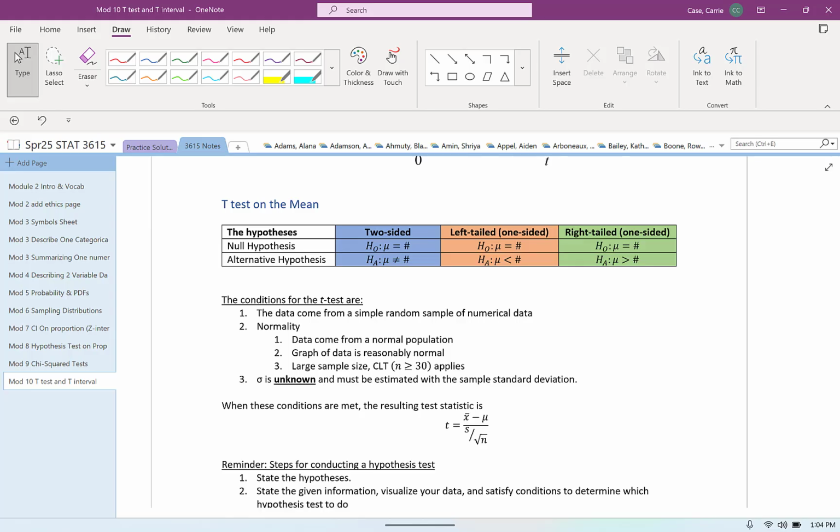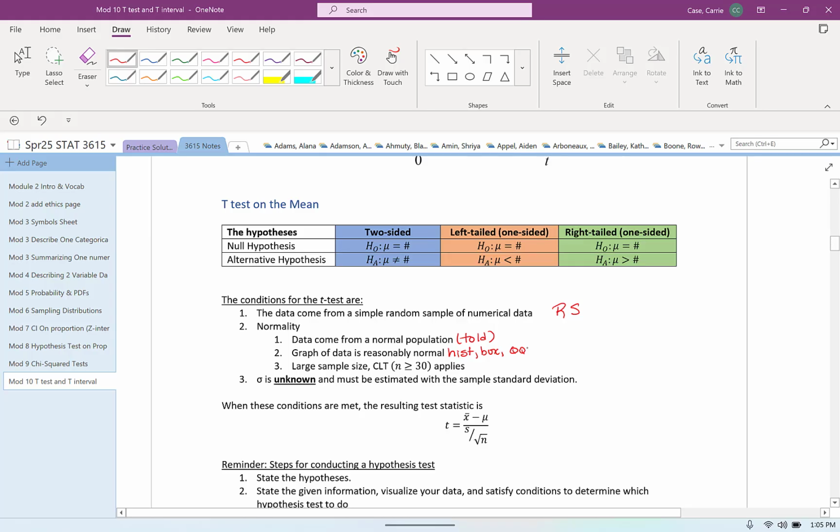The conditions for this hypothesis test on the mean: the data come from a simple random sample. So we have a random sample. And then we also have to satisfy normality somehow. So the data come from a normal population. We would be told this, or it would be a variable that we'd be very familiar with and know historically what its shape looks like. We can look at a graph of our sample data and see if it's reasonably normal. And in this case, we can do a histogram, a box plot, or a QQ plot.